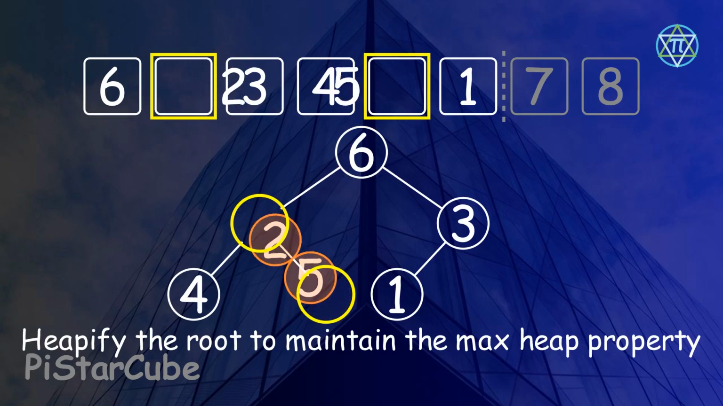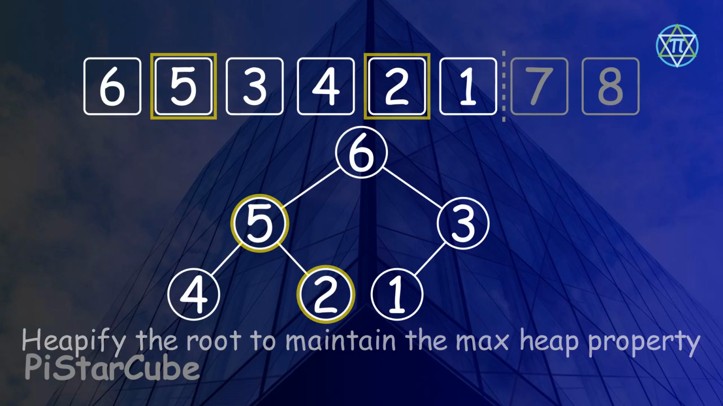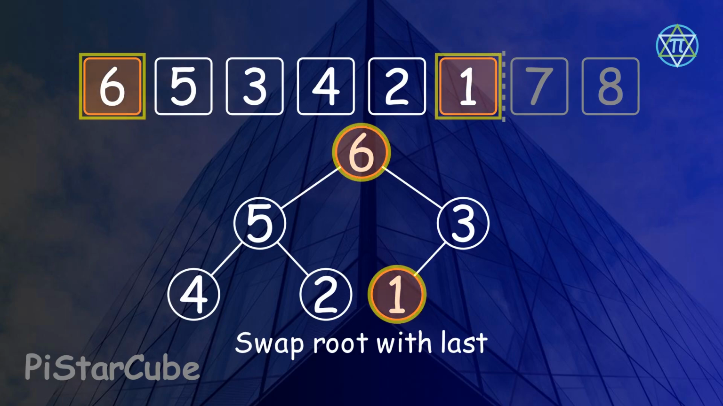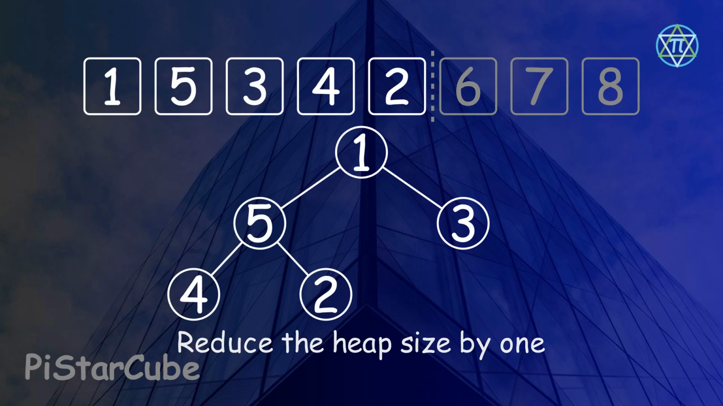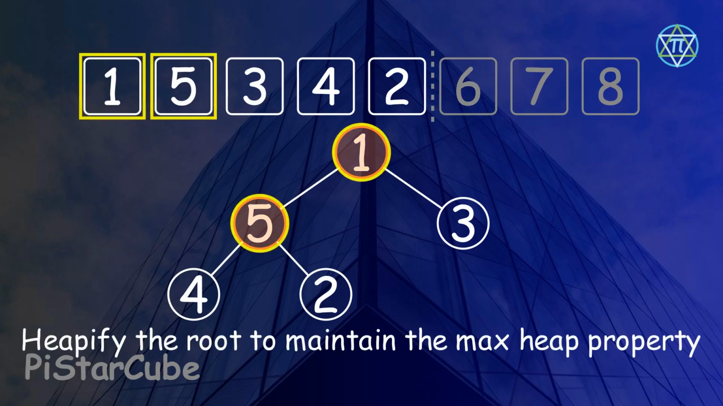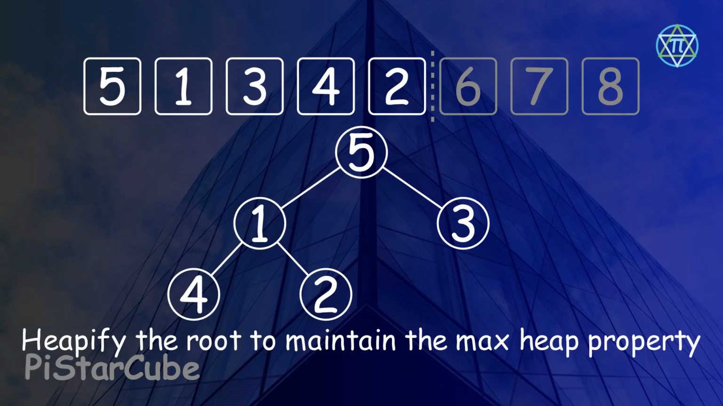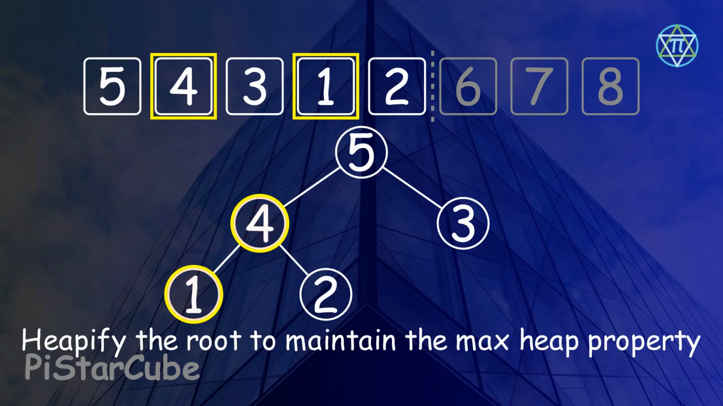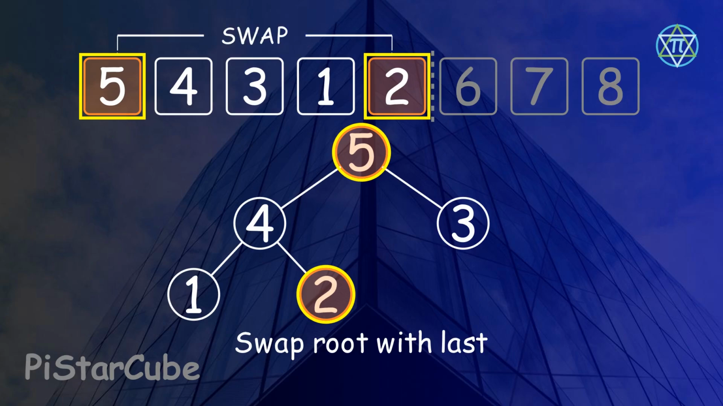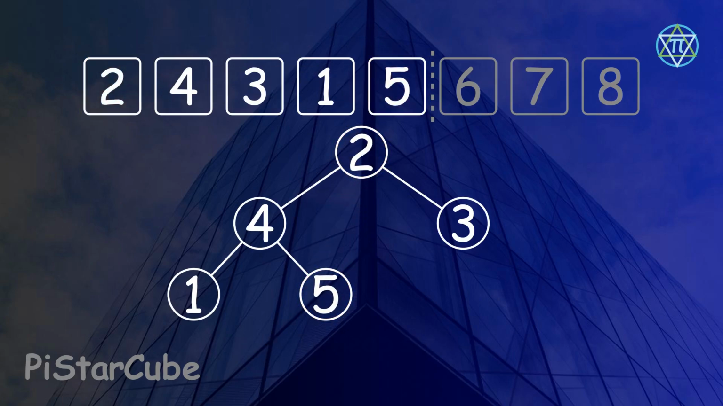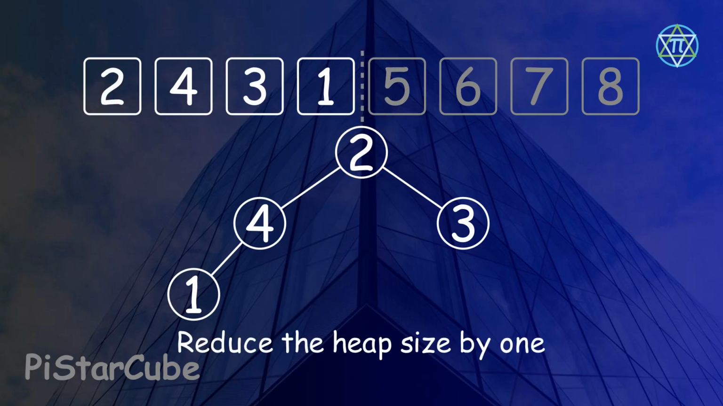The swap, shrink, and heapify steps are the heart of heap sort, and they bring powerful advantages. First, they ensure efficient sorting by always placing the largest remaining element in the correct position with a time complexity of n log n. Second, heap sort works in place, so no extra memory is needed. Unlike merge sort, everything happens within the original array.